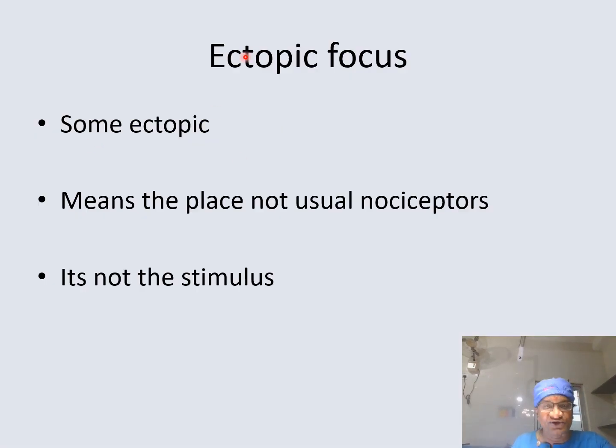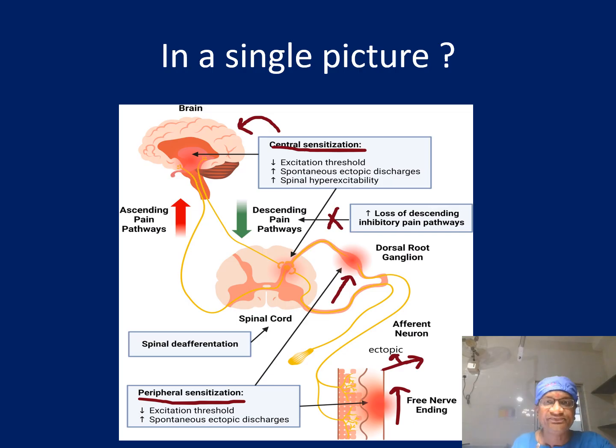Some ectopic focus means the place it is not usual. It is not the stimulus. Now we can see this is the place where you have got a nerve damage or zoster has occurred and gone. There are free nerve endings which have got affected. There is an ectopic focus coming and producing pain. There is a peripheral sensitization and that causes increased discharge. There is a spinal deafferentation that causes bad things. So there is an increased ascending pain path.